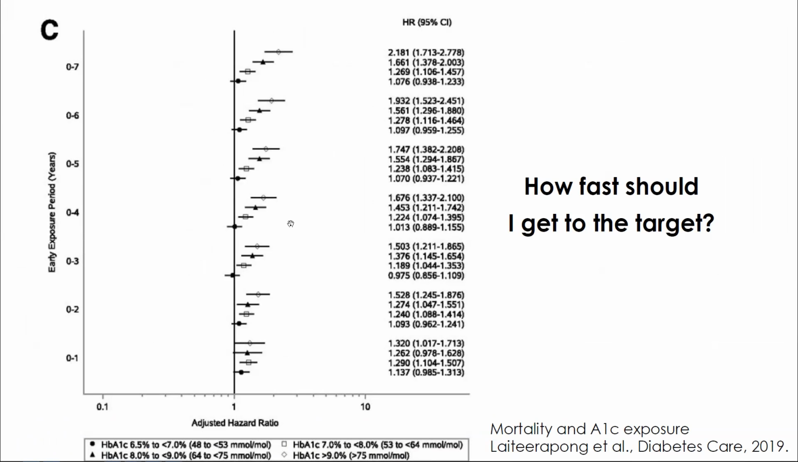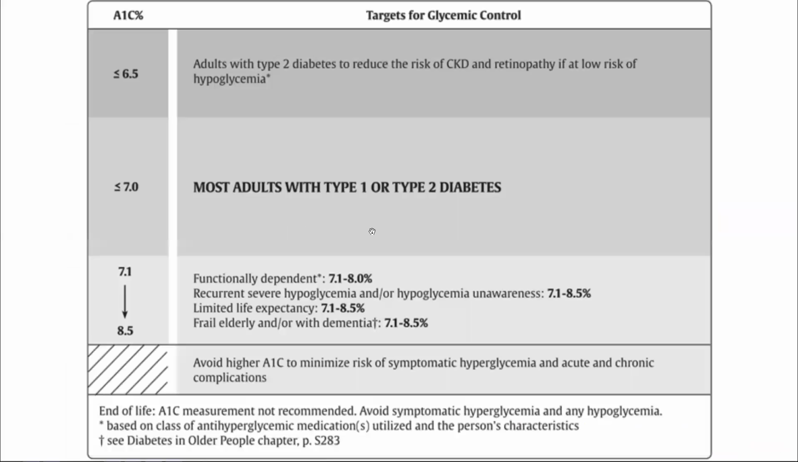So how fast should we get to the target? Well, we should get there fairly fast if we can. Once somebody is working with us, we should try to get down to our A1C target as quickly as possible. So what is the A1C target? It's not the same for everybody. We were trained for a lot of time to pick 7% or lower for almost everybody.